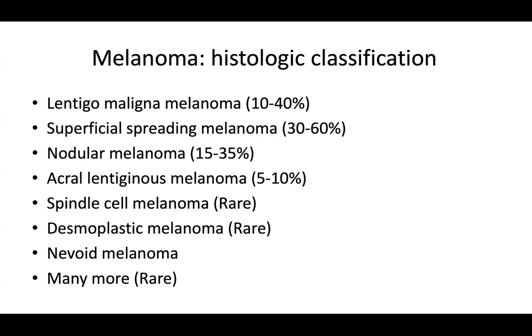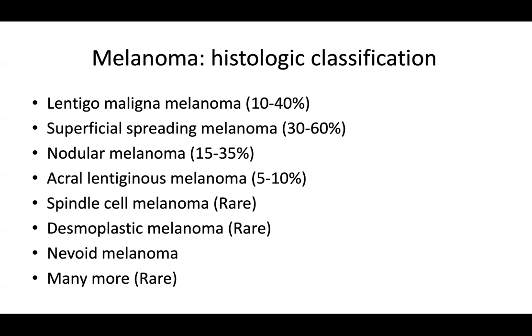Nevoid melanoma, unfortunately, is what keeps a lot of pathologists on their toes for making sure that they're not missing a nevoid melanoma, because nevoid melanomas essentially can look exactly like a nevus, a benign nevus. However, there are some subtle features that clue you in that it's not just a nevus, but it's actually a melanoma that looks a lot like a benign nevus. And we'll talk about that.